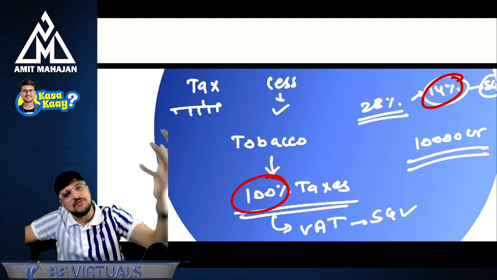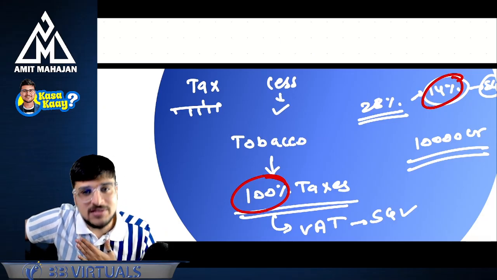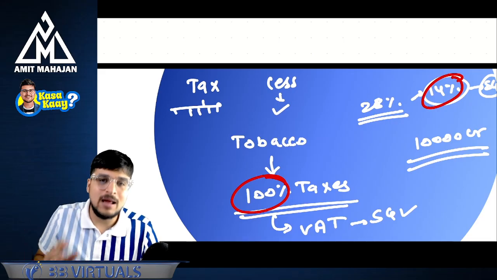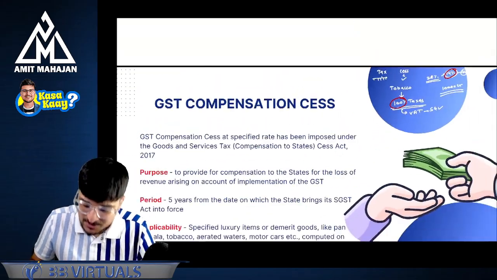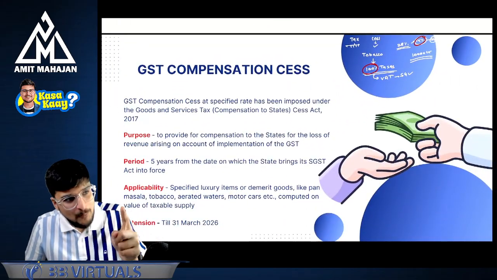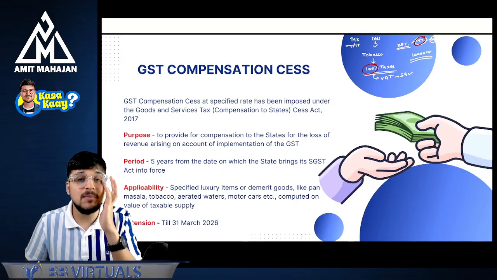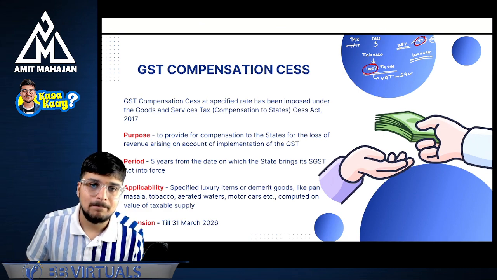To compensate that, GST compensation cess is collected from us only. So is this right? I don't know whether this is right or not, but this is what is happening here. So GST compensation cess is that cess which is collected from us to compensate the state governments for the losses which the state governments have incurred because of the introduction of GST.